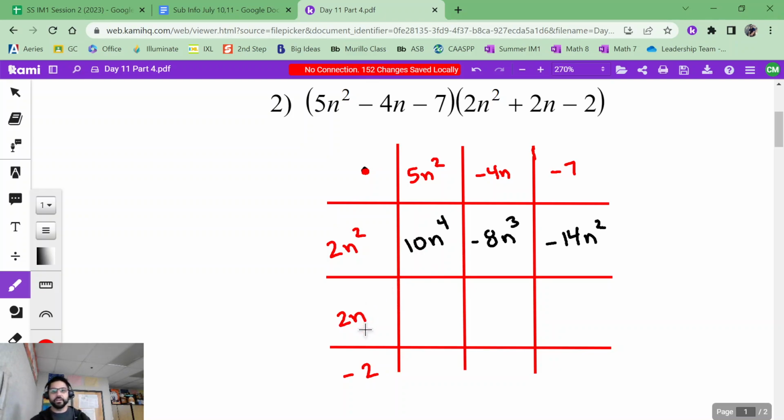Do the same thing. What do you notice? It's multiplying by 2 again. So the only thing that's going to change is our variables. 2 times 5 is 10. N times n squared is n cubed. 2 times negative 4 is negative 8. N times n is n squared. 2 times negative 7 is negative 14. N tags along.